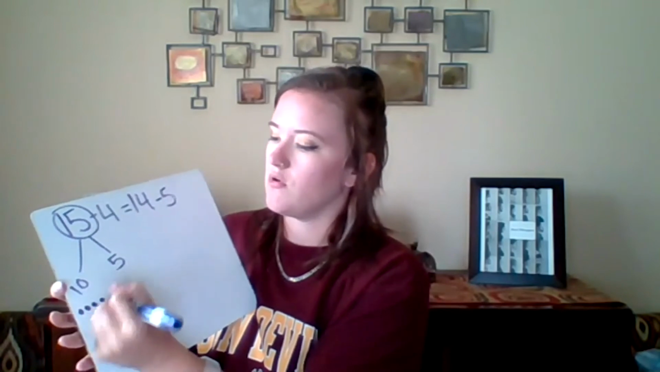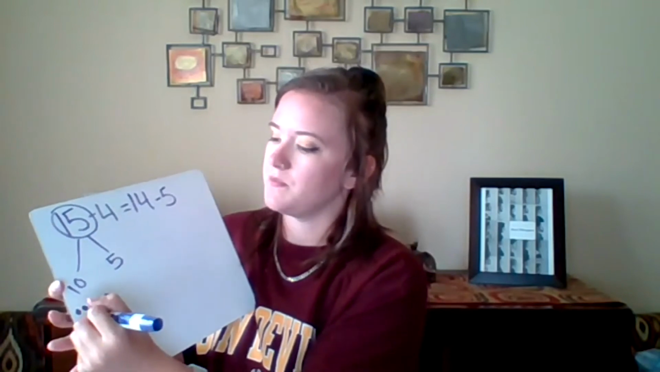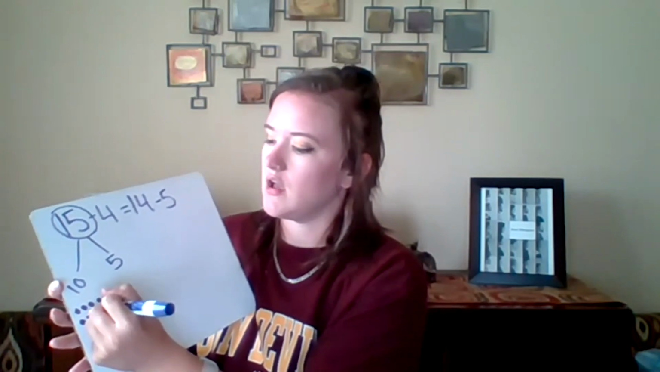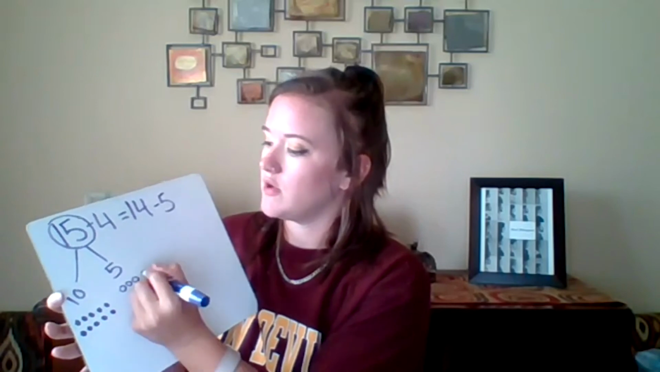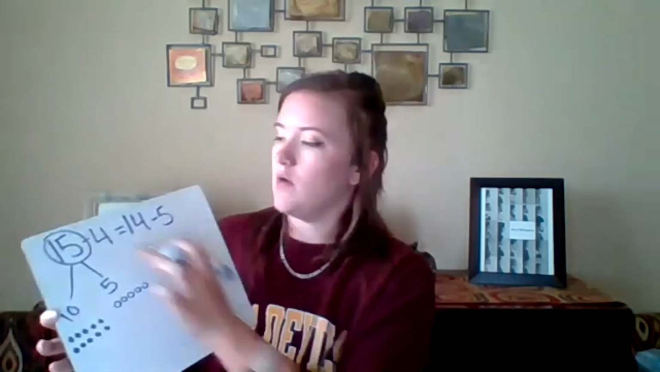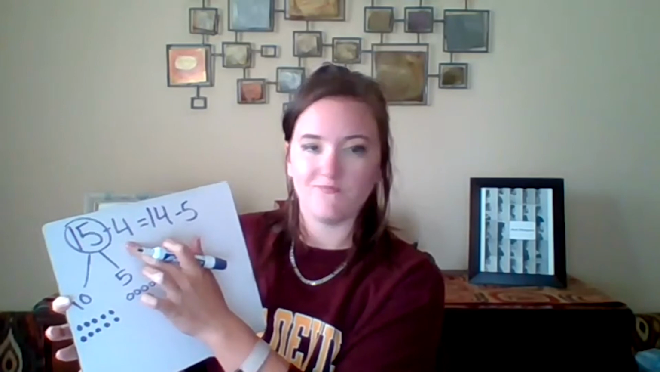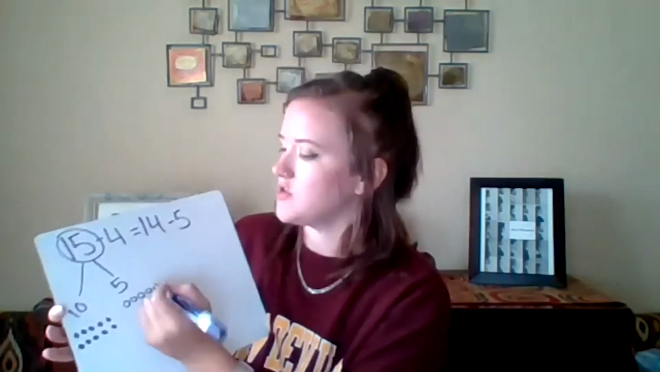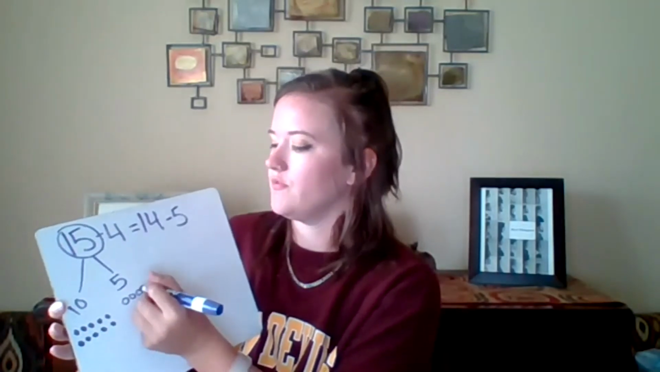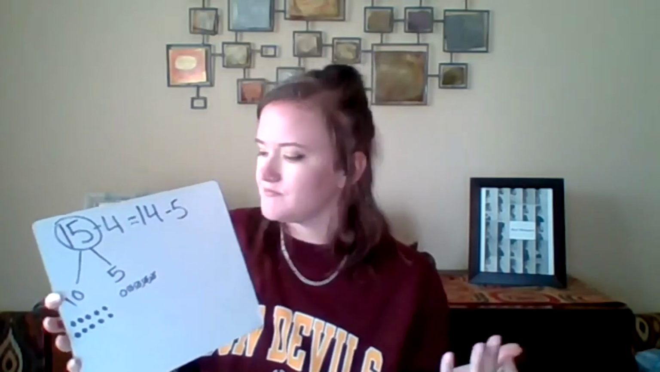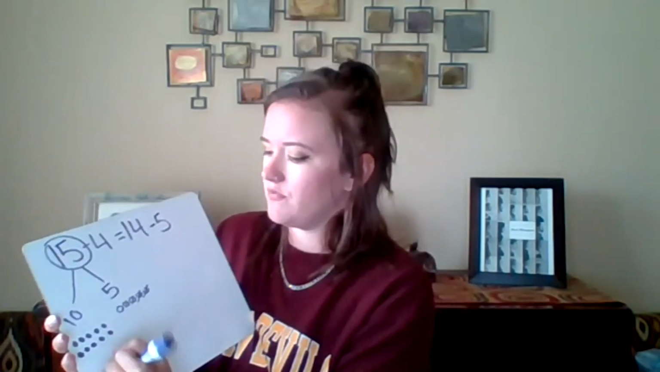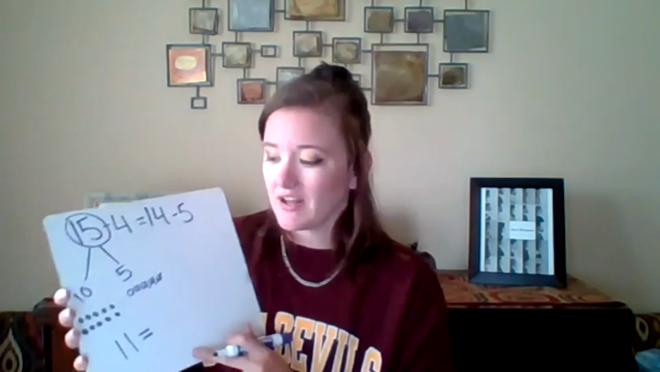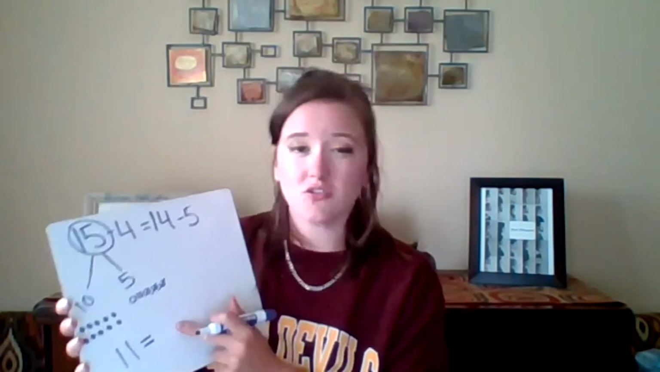1, 2, 3, 4, 5, 6, 7, 8, 9, 10. And then 5 on this side. 1, 2, 3, 4, 5. And we're subtracting how many from this? 4. Nice job. 1, 2, 3, 4. So how many are left? We got a full tens frame here. So 10 plus 1 equals 11. Nice job. So now we got to double check to see if this side also equals 11.